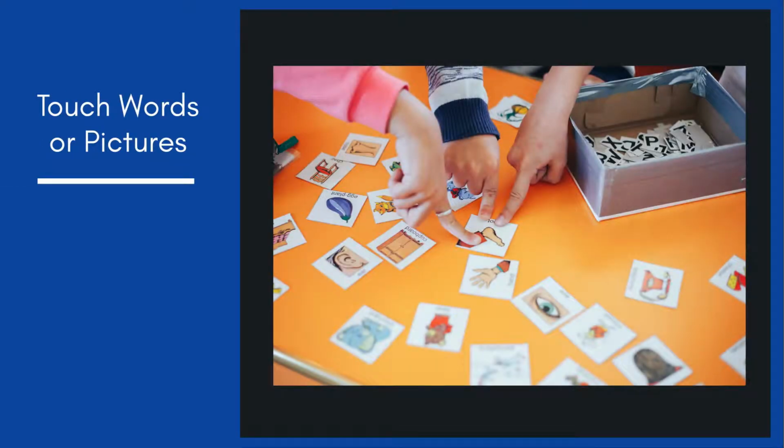Touch words or pictures. Cards are spread out on a table or floor or stuck to the board, and either you or one of the children calls out a letter, word, or sentence, and the children try to slam or touch the correct word or picture. I discuss this game in detail in the Phonics Games 1 video.